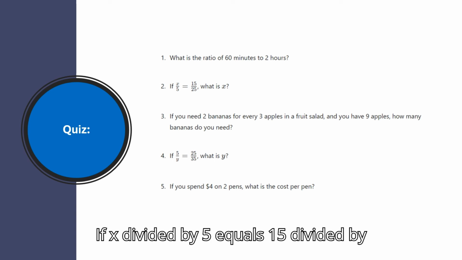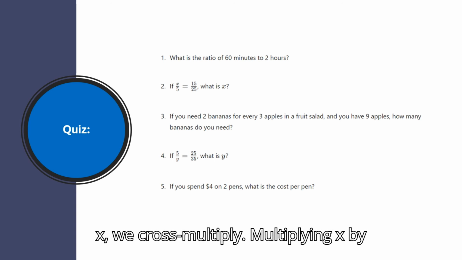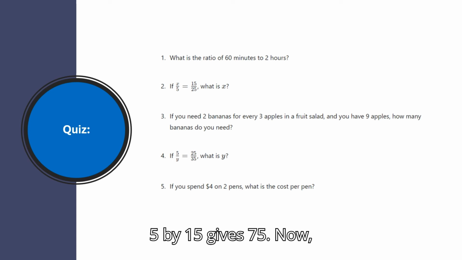2. If x divided by 5 equals 15 divided by 25, what is x? To solve for x, we cross-multiply. Multiplying x by 25 gives 25x, and multiplying 5 by 15 gives 75. Now, divide 75 by 25 to isolate x. This gives us x equals 3.